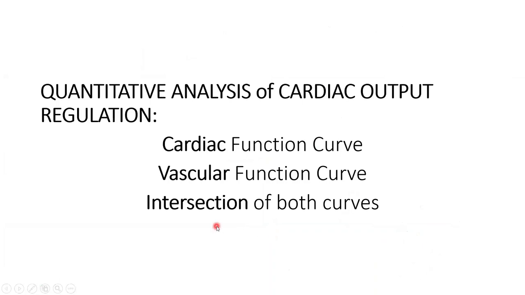Let's move on to the more quantitative analysis of cardiac output. So first section we've done, and now what I've been mentioning, that there is a more mathematical, more, how should we say, a more quantitative way to see the regulation of cardiac output, those factors, stroke volume and all that, and venous return that we discussed in the first lecture. There's more of a graphical way to clarify these things.